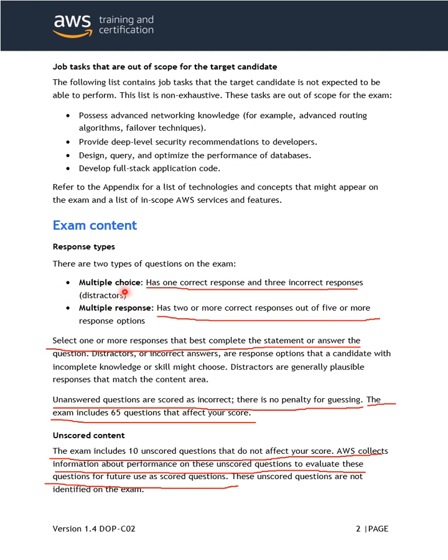For multiple choice questions, the candidate needs to select one response out of four responses. For multiple response questions, the candidate needs to select two or more that best complete the statement or answer the question.